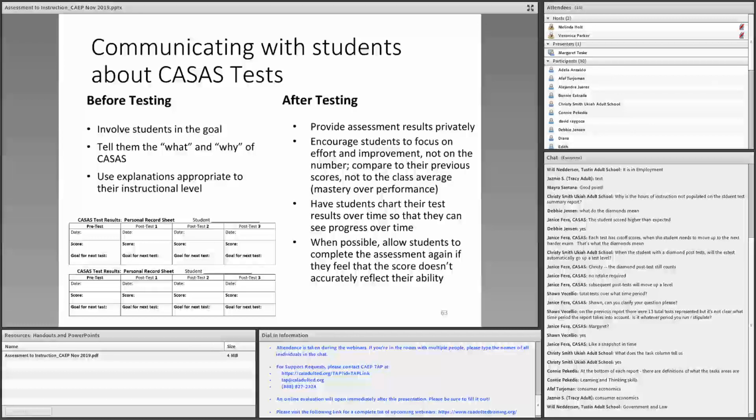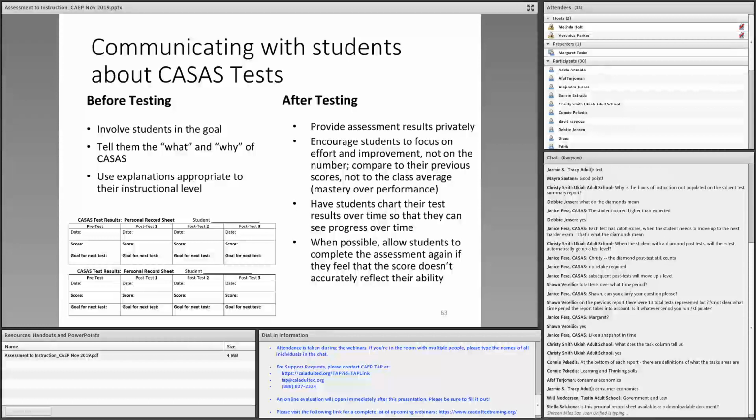Maybe they want to write down in a little text box what their issues are that they need to work on from the standards. It's really good to provide assessment results privately if possible on individual skills, have the students chart their results, and allow students to complete the assessment again later if they feel that their score doesn't accurately reflect their ability. If you have the retest done right away, maybe a student was sick or did not do well, they know that they could be retested.